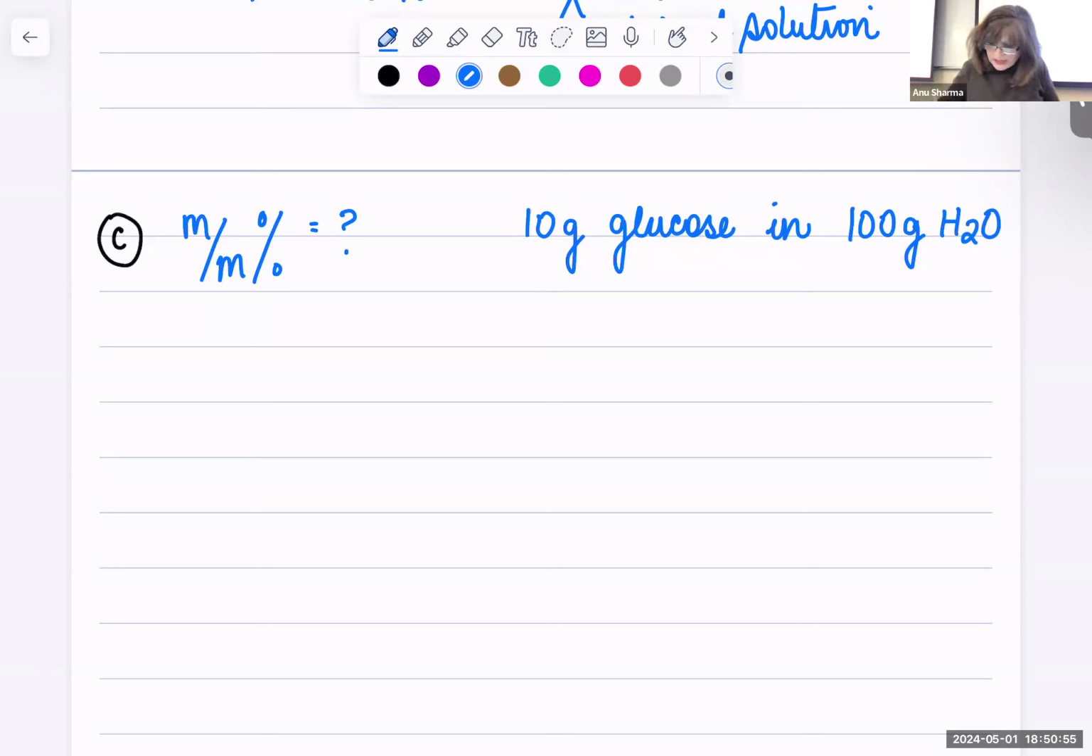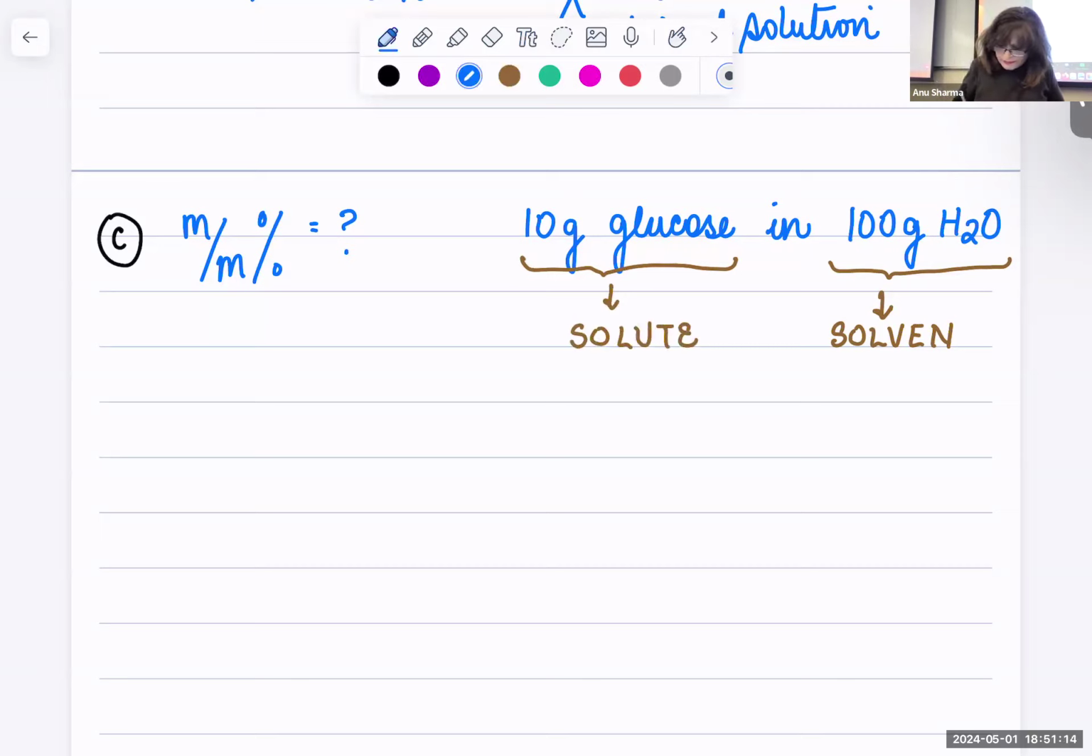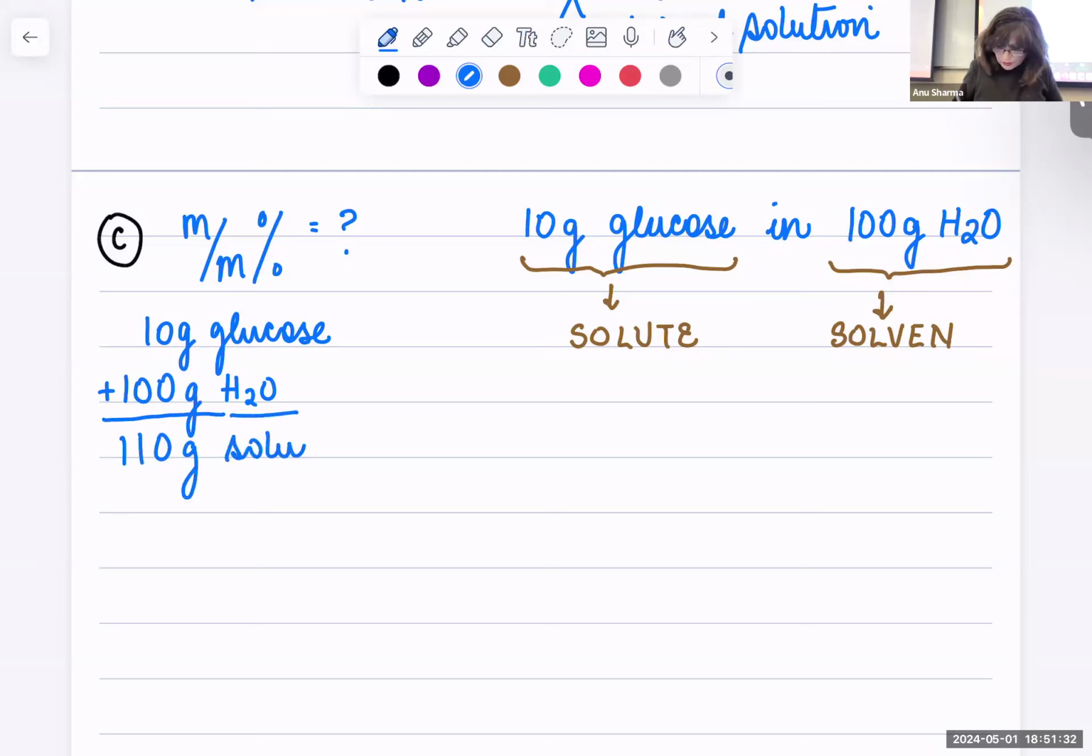So pay attention to this. Anytime there is something like this, 100 grams of water, what will you do? This is the solvent. Okay, this is not the solution. This is the solvent, and this guy is the solute. So what will you do here? You are going to take the 10 grams of glucose and add 100 grams of water. Only then you will have the solution. So 110 grams is the mass of the solution.